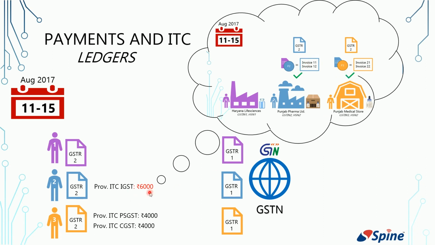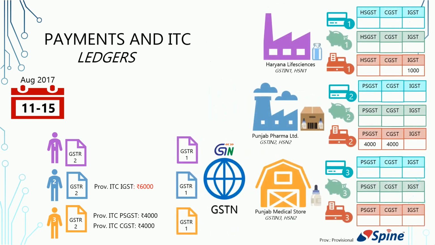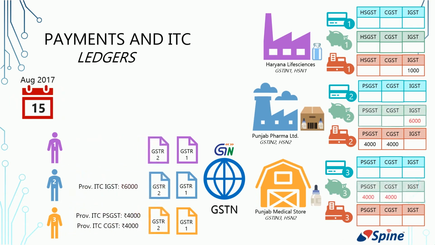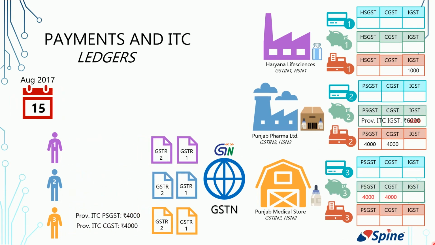Now, since the taxpayers are entering the details of inward supply, that means that they are entering the tax that they have already paid. So, they should get the credit for that. As shown, let us say that these taxpayers get a provisional ITC. I will explain the provisional part in a moment. So, when they submit GSTR2 on the GST portal, on the 15th of August, the IGST head of the ITC ledger of Punjab Farmer gets updated with 6,000 rupees, and the PSGST and CGST heads of the ITC ledger of Punjab Medical Store each get updated with 4,000 rupees, as shown.